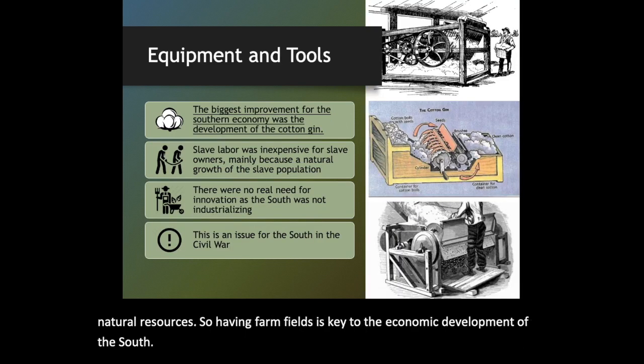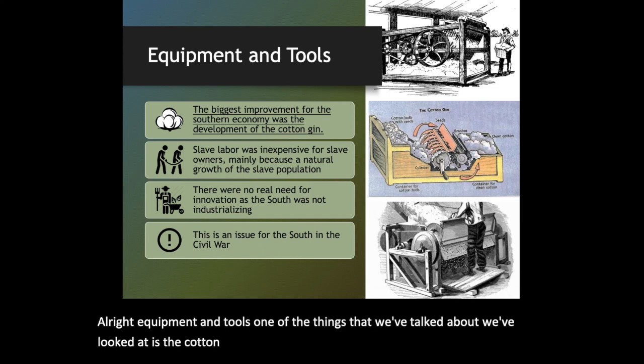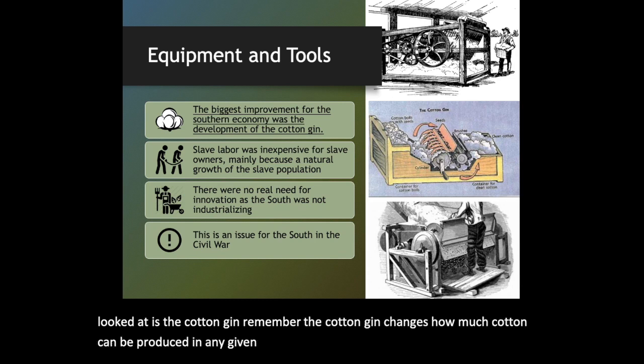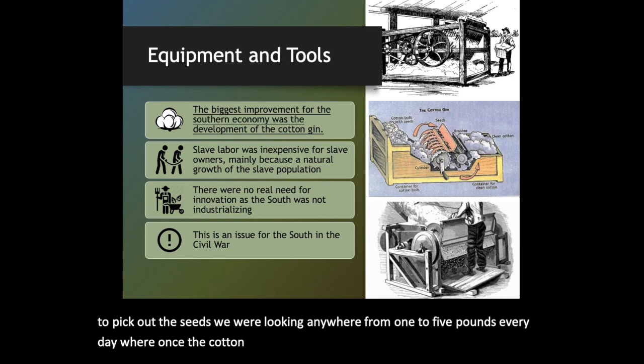All right. Equipment and tools. One of the things that we've talked about and looked at is the cotton gin. Remember, the cotton gin changes how much cotton can be produced at any given time. When we looked at the early slaves who had to pick out the seeds, we were looking at anywhere from 1 to 5 pounds every day, whereas once the cotton gin kicks in, we're looking at 50 plus pounds per day that they could produce and have go through the cotton gin.